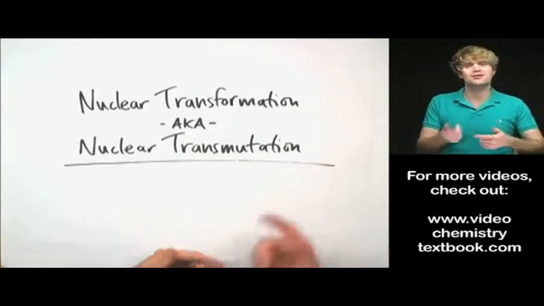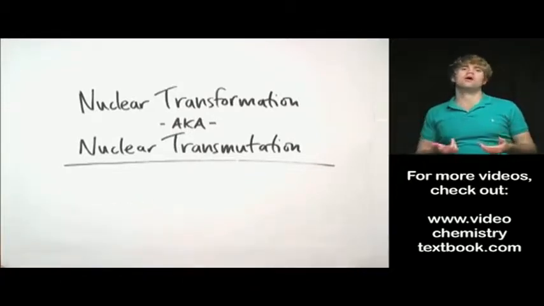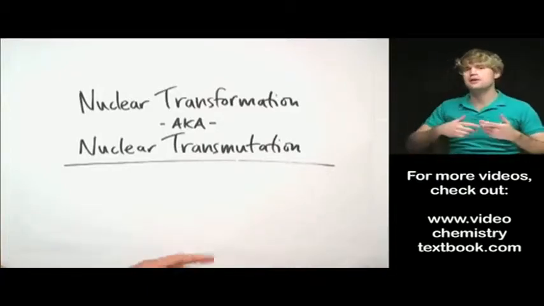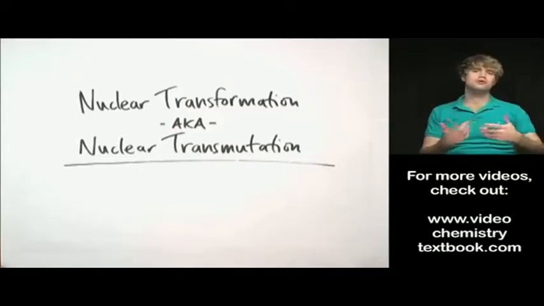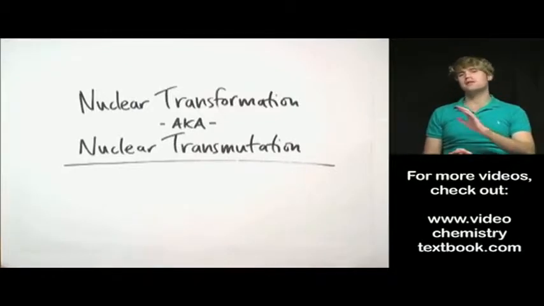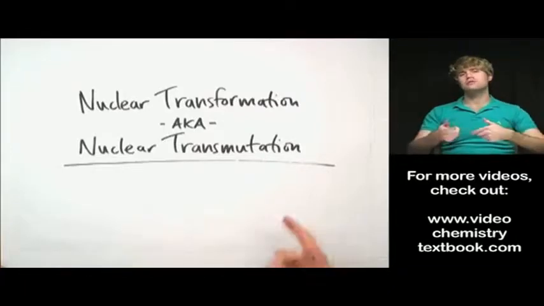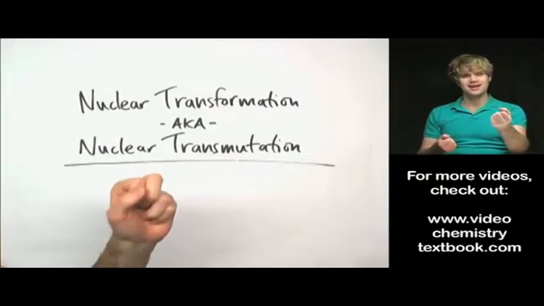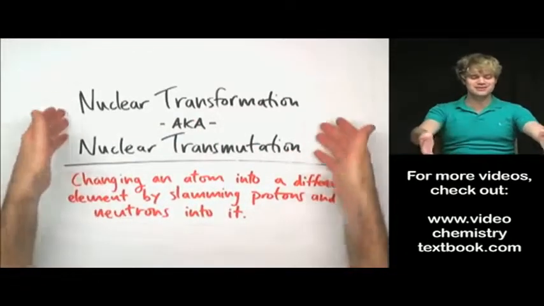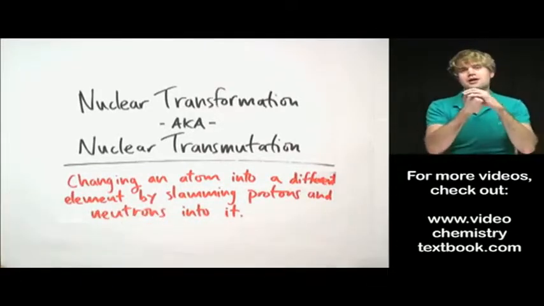So to change one element into another, you've got to change the number of protons that are in its nucleus. You've already seen one way that one element can turn into another, and that's in radioactive decay, where you have something like alpha decay or beta decay or positron decay that changes the number of protons and neutrons in the nucleus. But decay processes just happen by themselves in nature. And in the lab, scientists are able to make this change happen by taking an atom and slamming protons and neutrons into it. So we can define nuclear transformation or transmutation as changing an atom into a different element by slamming protons and neutrons into it.